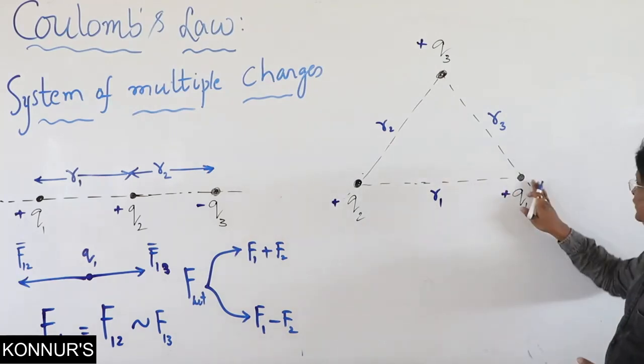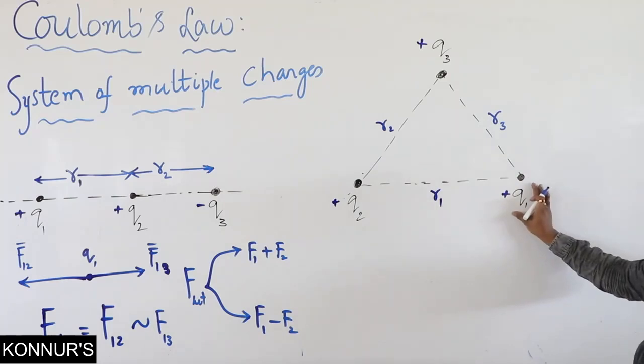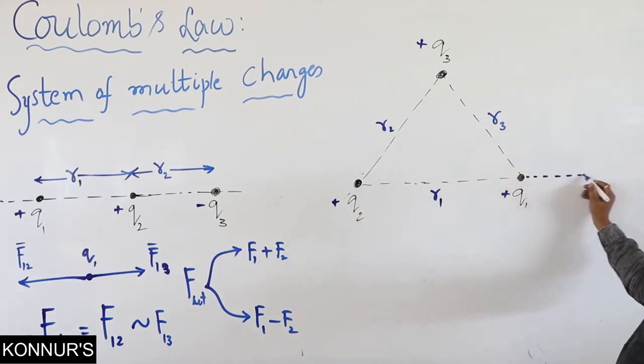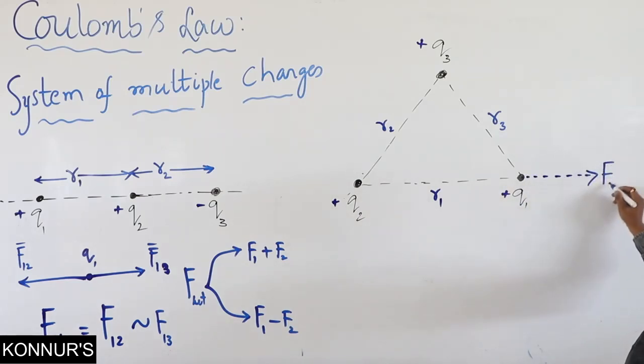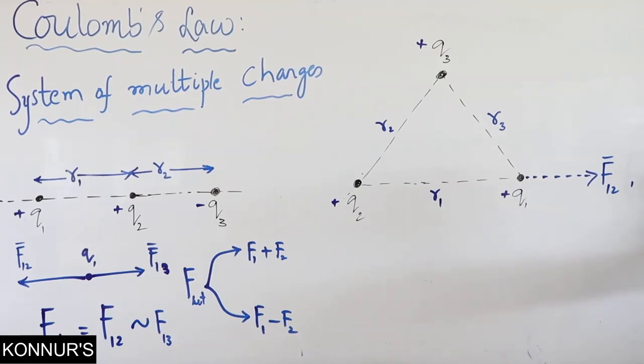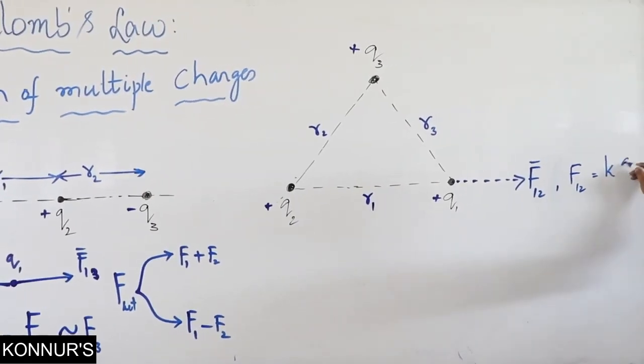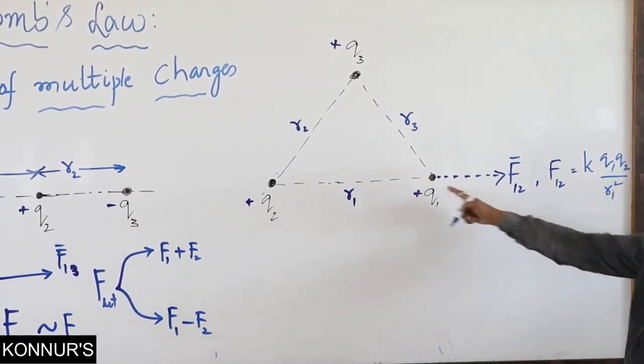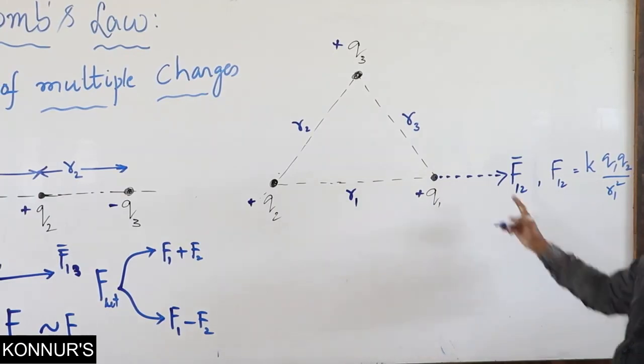Therefore in this case, if I am drawing the vectors on Q1 and finding the net force, Q1 is a positive charge and Q2 is a like charge, therefore it is repulsion, and this is F12 bar. Of course we write the magnitude as F12. The magnitude I will write as F12 equals K, that is 1 by 4 pi epsilon naught, Q1 Q2 by R1 square. Now this is the vector.